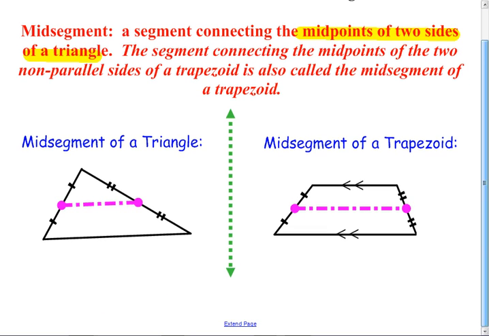So if I find the midpoints of my triangle sides, like right in here, and I draw that little segment in there, that's called a midsegment. If I find the midpoints of the two legs of my trapezoid, that's also called a midsegment. And there's a few properties that go with that.